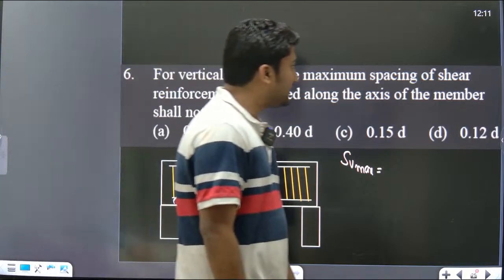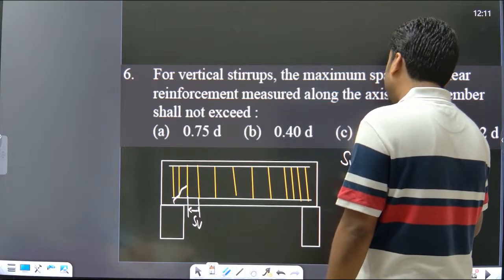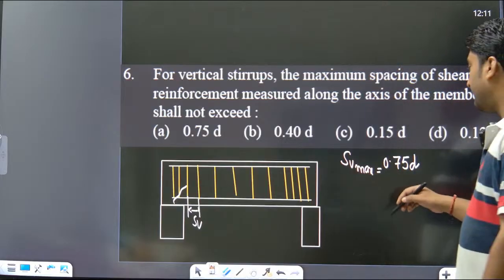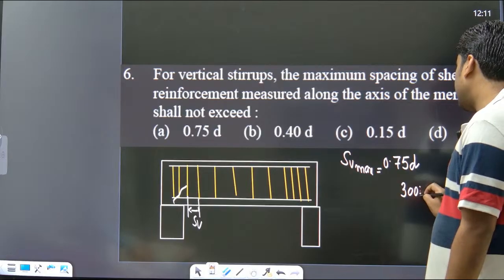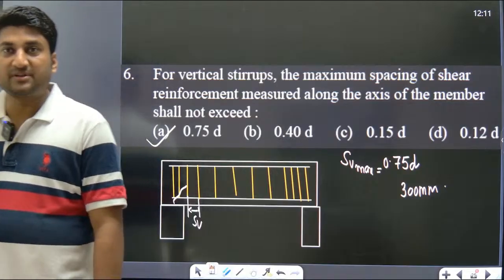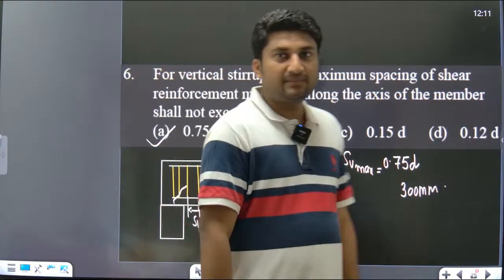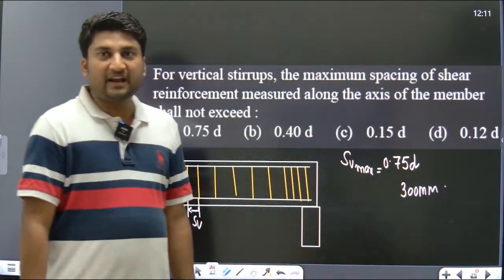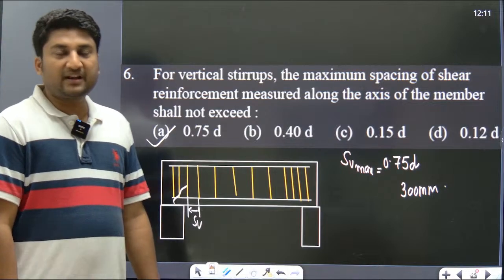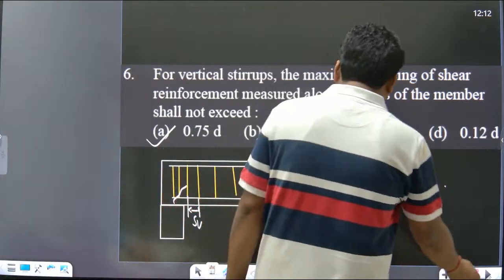So what is the maximum spacing? If these are the vertical stirrups, it is 0.75 D, and shall not be more than 300 mm. Understood everyone? So here the correct answer is option A. If it would have been inclined stirrups, for inclined it is D. Clear? Now moving towards the next question.